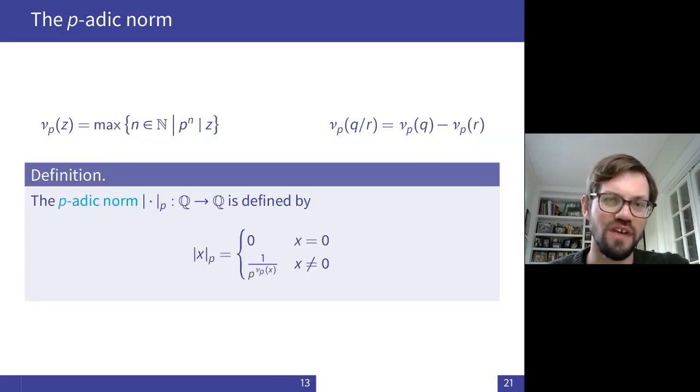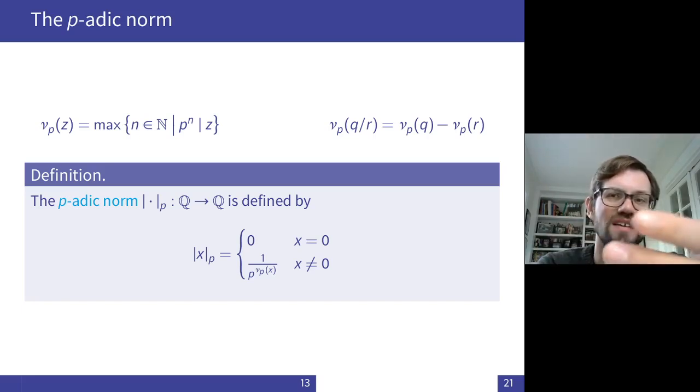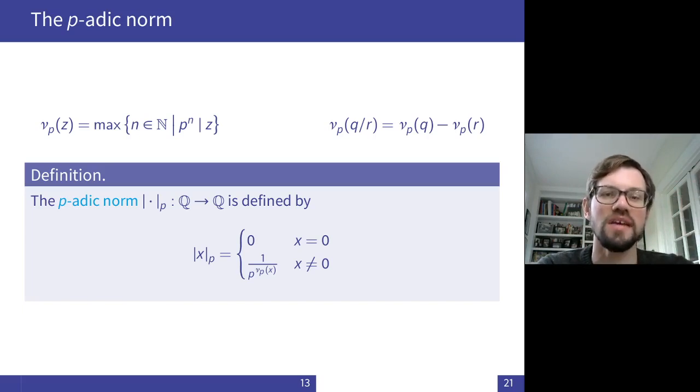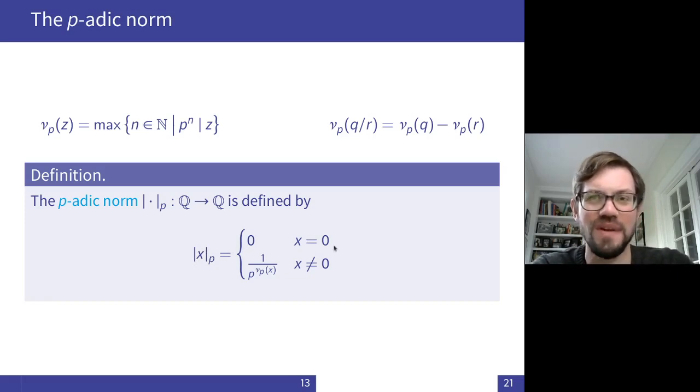So this valuation function we're going to use to define the p-adic norm. And keep in mind the growth behavior of this function. We said the function is big if high powers of p divide the input. So the norm is going to have the opposite kind of growth behavior. We say that the p-adic norm of some input x is equal to 0 if x is 0. Remember, that was a defining property of an absolute value, by the way. Otherwise, if x is not 0, then we take the valuation of x, we take p to that power, but then we invert it. Take 1 over p to the valuation of x.